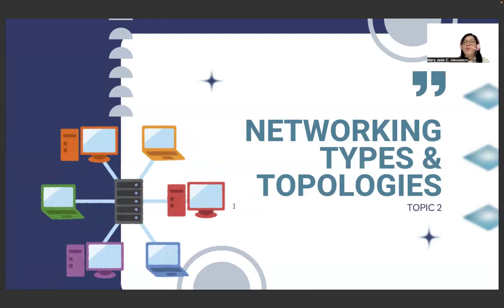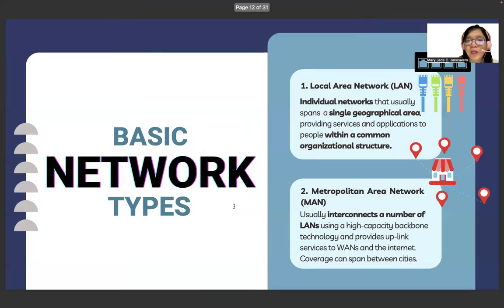And now for topic 2 on networking types and topologies. To start with, we have to discuss the different basic network types. There are actually 3 different basic network types. The first one is what we call the LAN, or the Local Area Network. LANs are individual networks that usually span a single geographical area, providing services and applications to people within a common organizational structure.